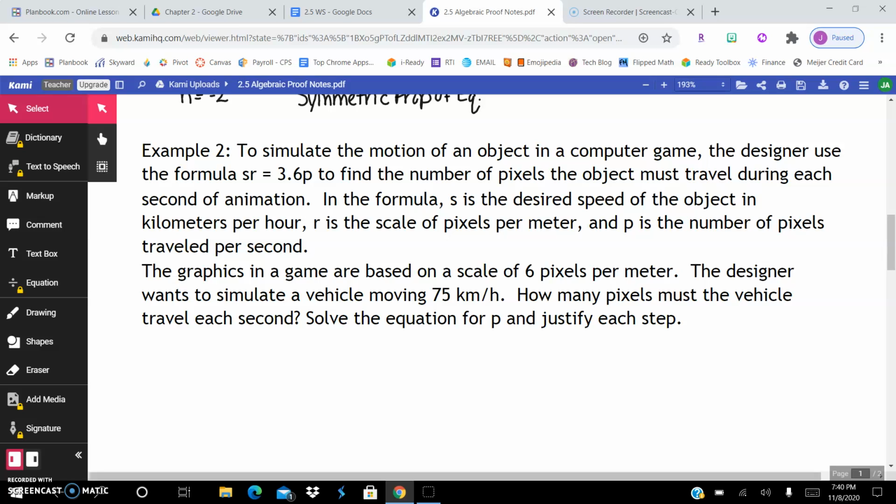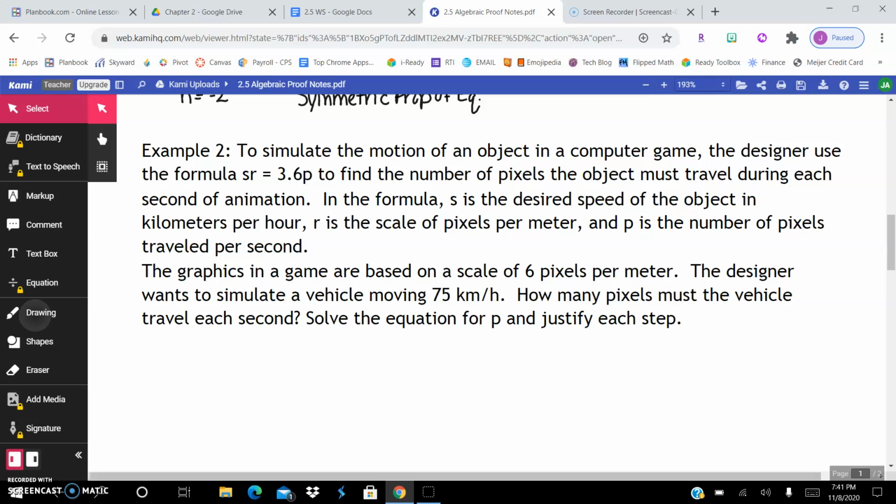So the graphics in a game are based on a scale of 6 pixels per meter. The designer wants to simulate a vehicle moving 75 kilometers per hour. How many pixels must the vehicle travel each second? Solve the equation for P and justify each step.